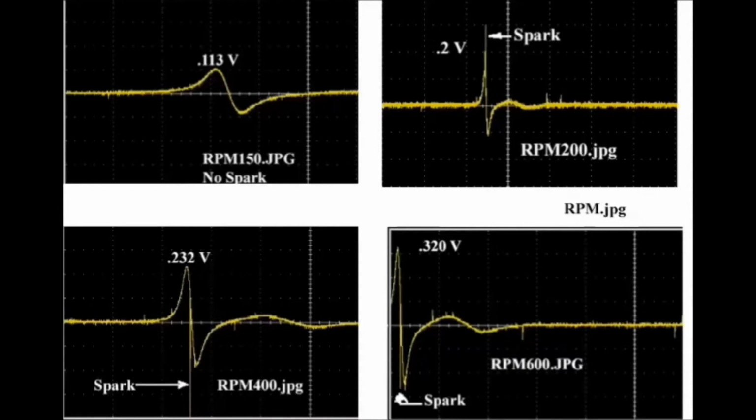Down on the bottom left, we have the RPM up to 400, and we have a spark here, and the peak voltage is now increased to 2.32 volts. Then on the right, we go up to 600 RPM, and the voltage is increased to 3.2 volts. In both of those cases, we have a negative going spark for the spark noise.